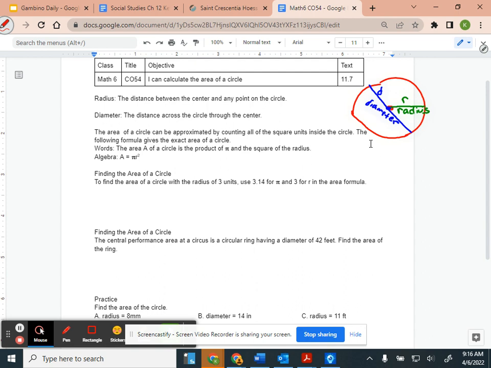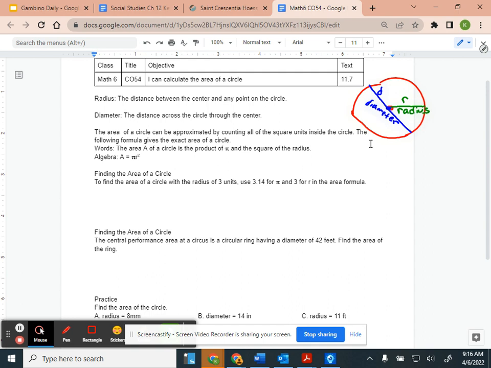So the area of a circle, remember the area is the amount on the inside. When we did the square, the rectangle, and the triangle, we were able to take the side and the height, right? For the triangle, it was the base and the height. For the rectangle, it was the length and the width, and you just multiplied them to get the area. Well, it's a circle. There's not a straight line, so we can't multiply it easily, just one line and another. So the area of the circle can be approximated by counting all the square units inside the circle. Not easy to do because it's rounded, so we don't have all squares in there.